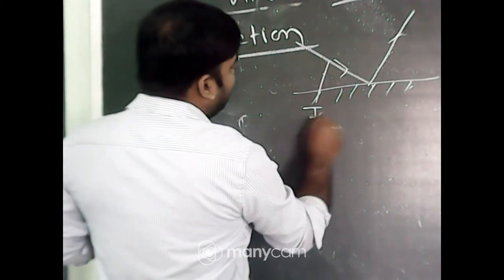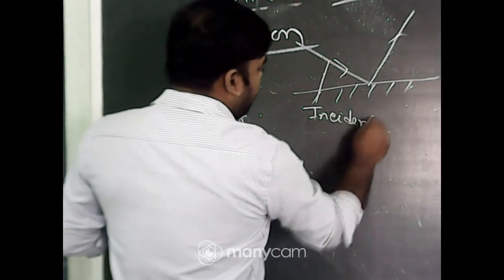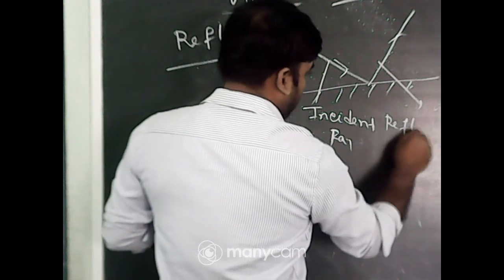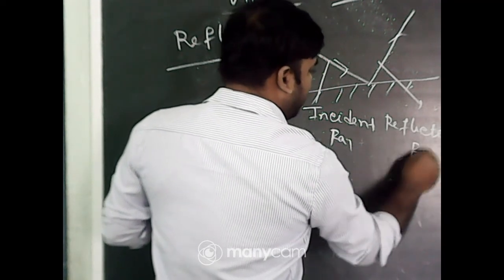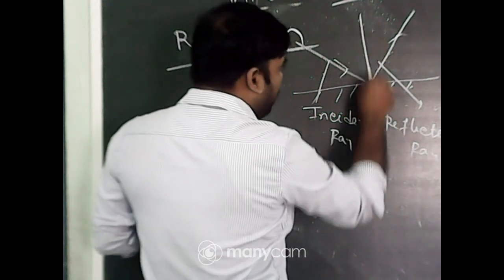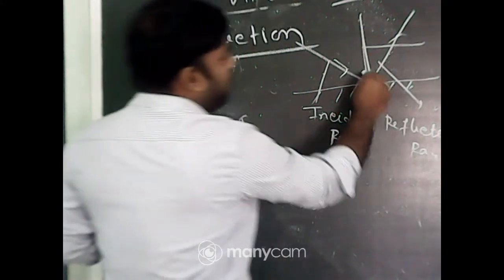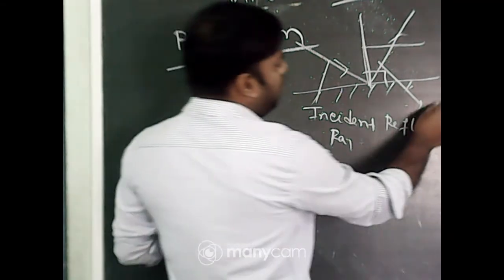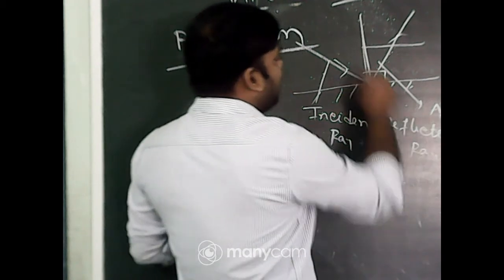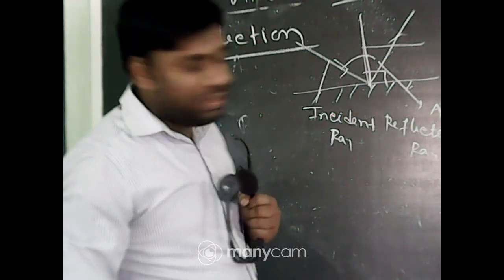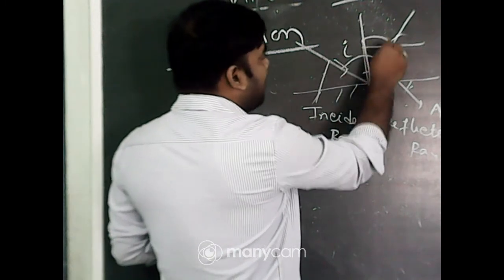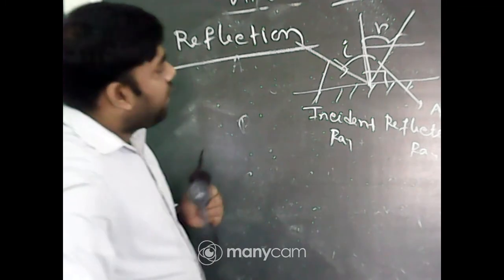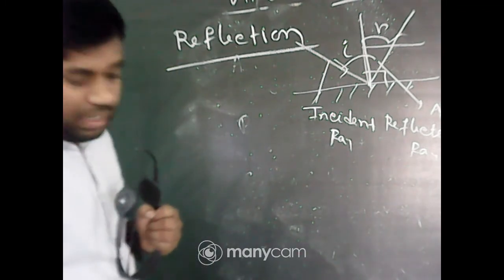That ray is called the incident ray. That ray is called the reflected ray, and the one line which is perpendicular to the surface is called the normal. This angle is called the angle of incidence, that is denoted by I. This angle is called R, that is the reflected angle. So these are the important parts of a reflection.